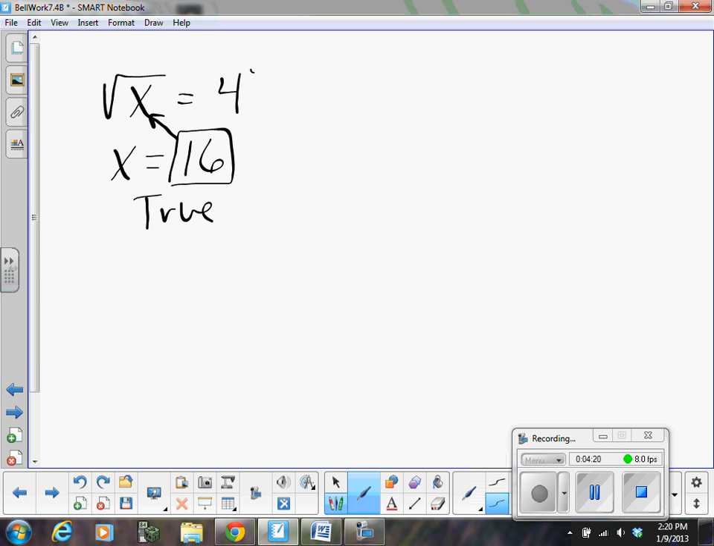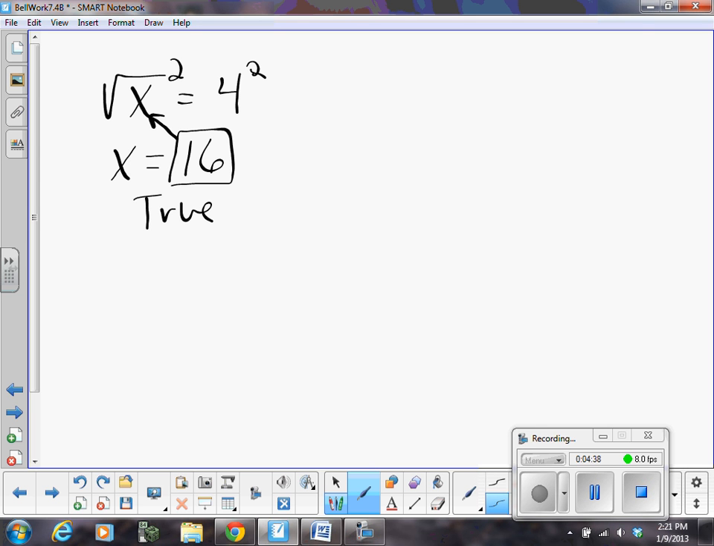So the basic idea here is to make sure you isolate the square root all by itself so that you can square it. And once you square that, then it'll get rid of it. So if you want to get rid of the square root, you square it. All right?